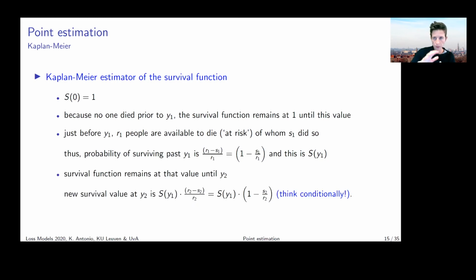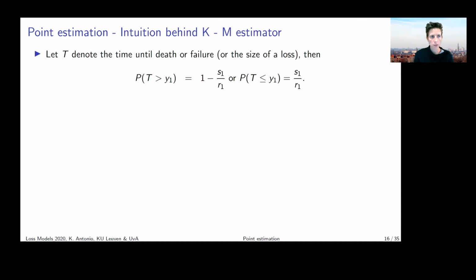And then we move on. The survival function will stay at that value as Y1 until the next unique outcome that we observe, that's Y2. Now the new survival value at Y2, we're going to denote with the following product. And that's where the name comes from, the product limit estimator. In order to make sense of that, we need to think conditionally, and I'm going to explain that on the next sheet. So I need to think conditionally.